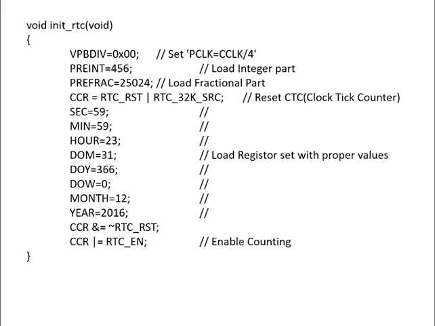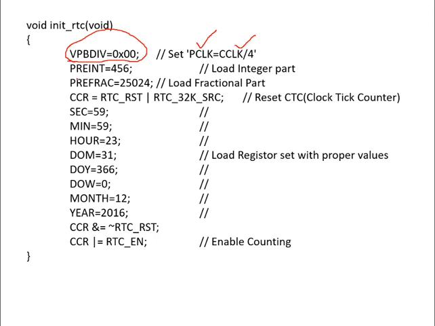Now this is the main code for the RTC. Now this is very important. I have told you that PCLK was peripheral clock. Peripheral clock is equal to processor clock divided by 4. How to set that? By making VPBDIV equal to 0, 0. This is the register which is related to the VPB divider. When you set this register to 0, it means your peripheral clock is equal to processor clock divided by 4.